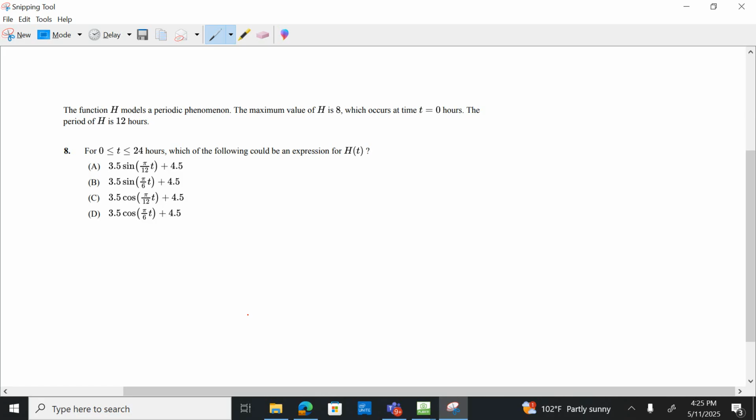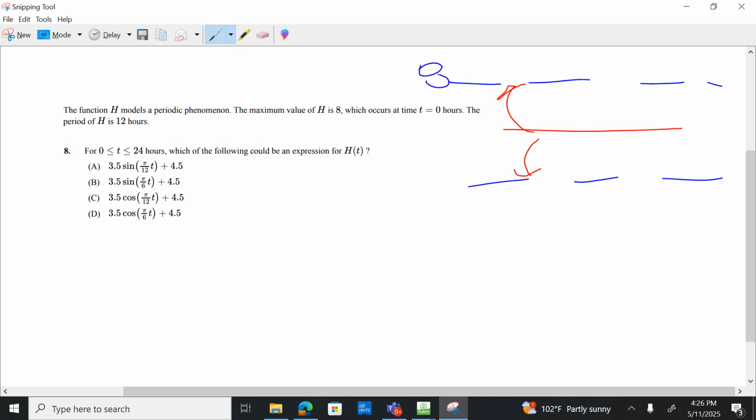Okay, we have the function h that models a periodic phenomenon. The maximum value is 8. So that means that wherever our midline is, we'll have a minimum and a maximum. And this maximum line will be 8, which occurs when t is 0. So it occurs right up here.